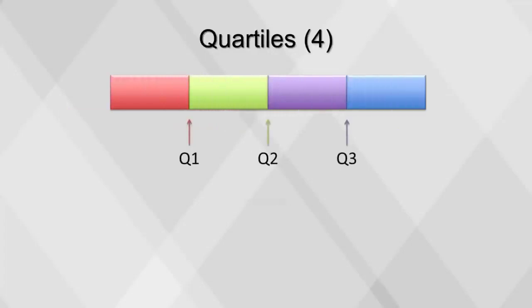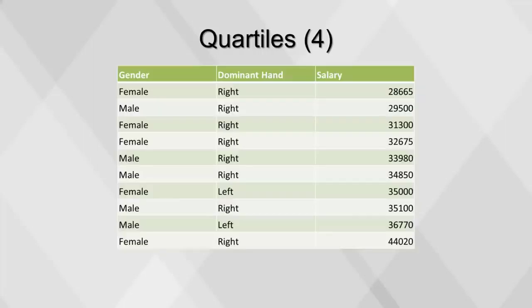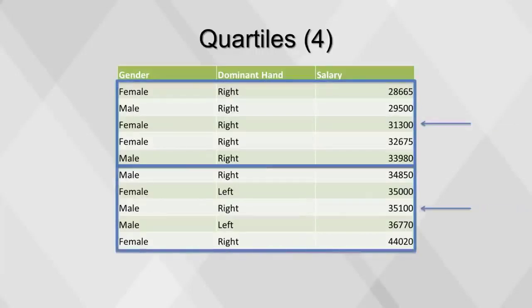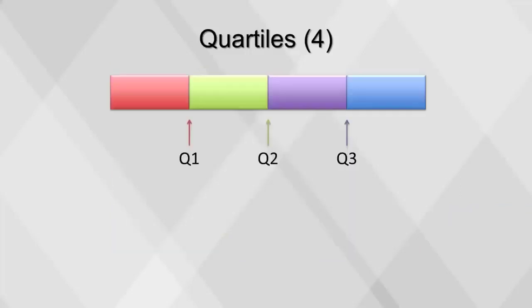The median is commonly referred to as Q2 since it is the second quartile. Q1 and Q3 are also used often. To calculate quartile 1, we can look at the middle value of the first 5 records sorted in order, which is $31,300, and then look at the middle value of the last 5 records for quartile 3, which is $35,100. These values, along with our median, are our quartile values.